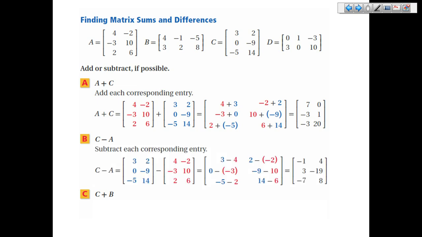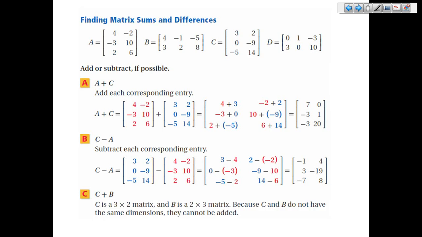Now, C minus A is also possible because A and C are still the same size. Now we just take the numbers in C minus the numbers in A. What about C plus B? B is a 2 by 3 matrix, but C is a 3 by 2. They're close, but they're not the same, so they cannot be added.